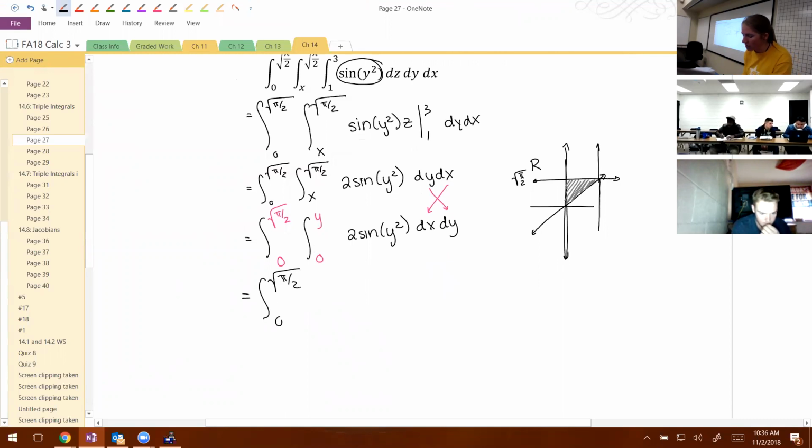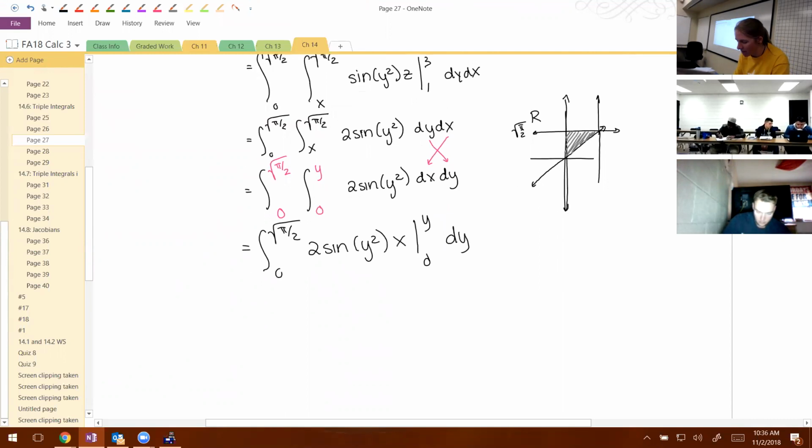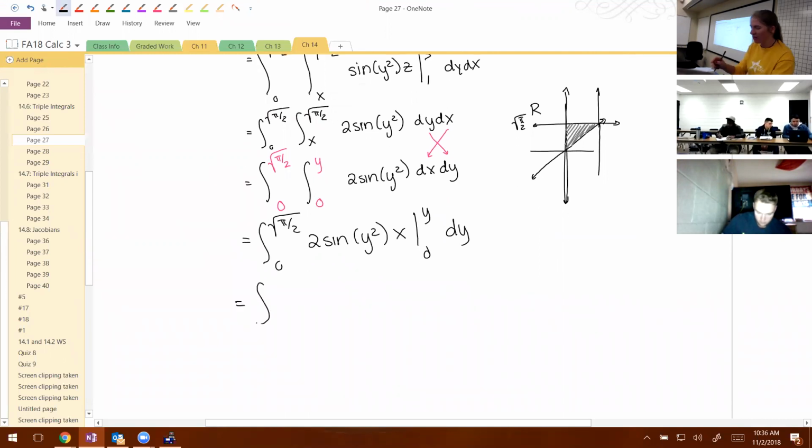So the outer integral still is going to be the same. We're now integrating 2 sine of y squared with respect to x. So that whole thing, 2 sine of y squared, is just a constant. So all that times x, and then we're going to evaluate it from 0 to y. I'm not going to show the middle step here, but hopefully you can recognize that if you plug in a y and then plug in a 0, the 0 is going to make the whole thing cancel out. So what we're going to have is from 0 to square root of pi over 2, 2y sine of y squared.